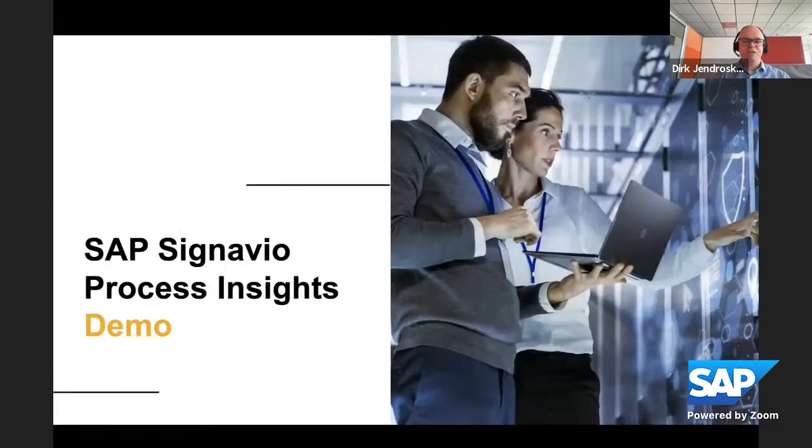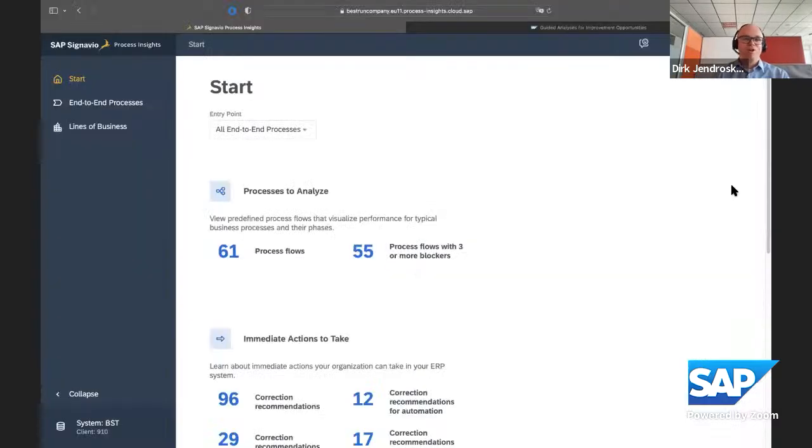So we're starting a live demo with demo data, and I'll show you how Process Insights works. All right, so what you're seeing here now is the entry screen of our cloud solution Process Insights. What you're seeing here is something that you have, latest 24 hours after you start connecting Process Insights to your ERP system. From there on, it will constantly take the information you have there and prepare it in a way that you can use it for analyzing your processes.